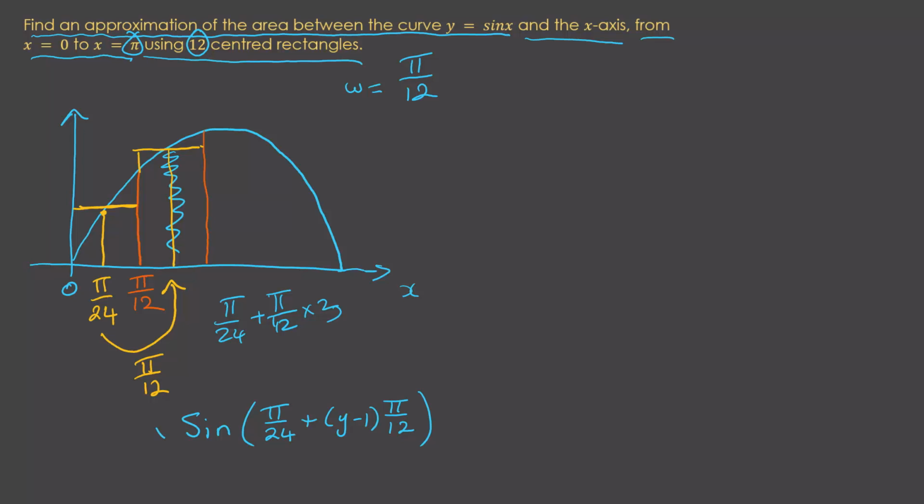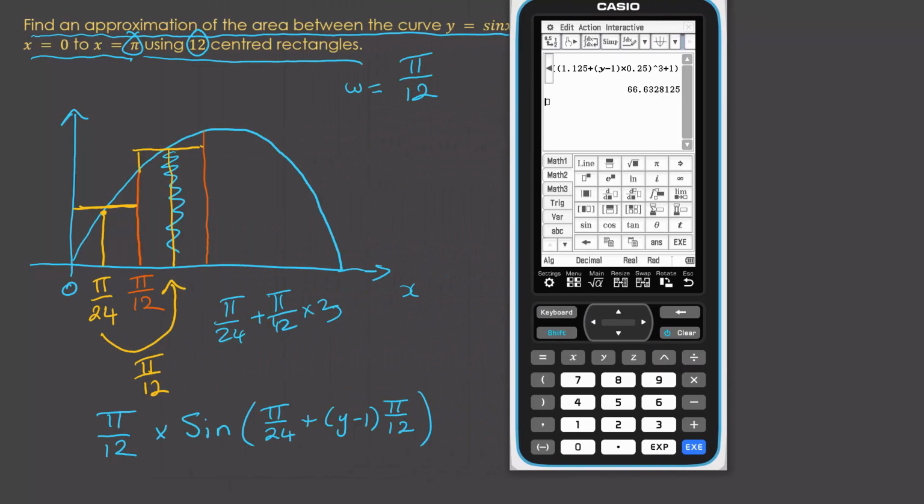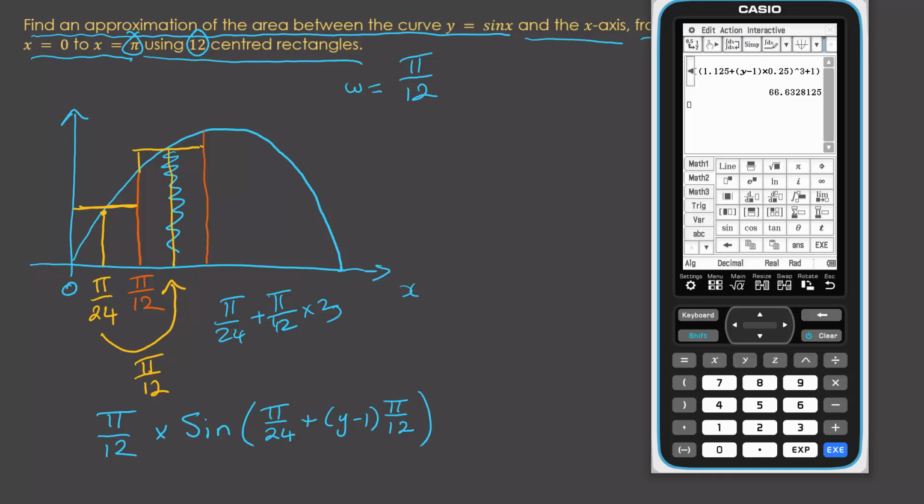Then all we're going to need to do to get the actual areas is multiply by the width, which is pi by 12. So that should work. And if we use the same sort of method I used at the end of the last example to save us doing all that working, I'm going to do pi by 12, which is the width, times, and now I want the various heights. So I am going to use a summation.